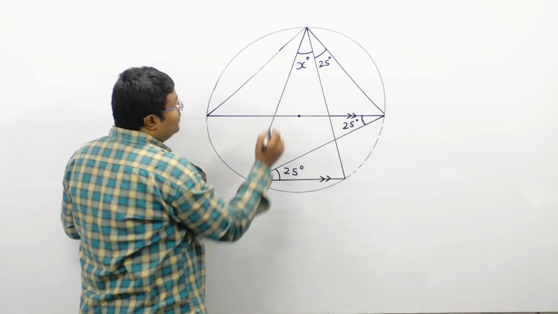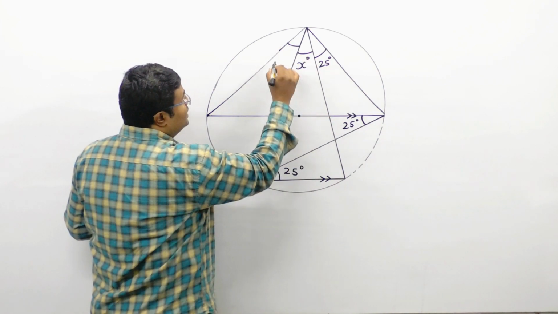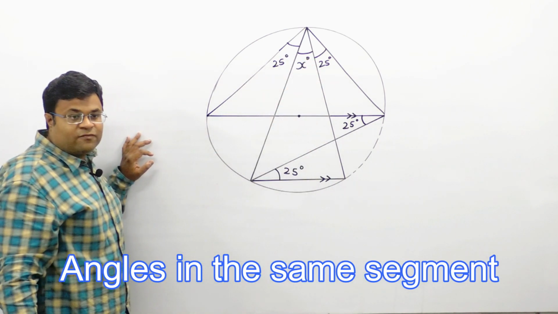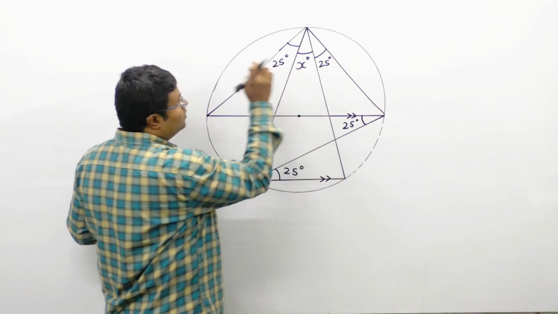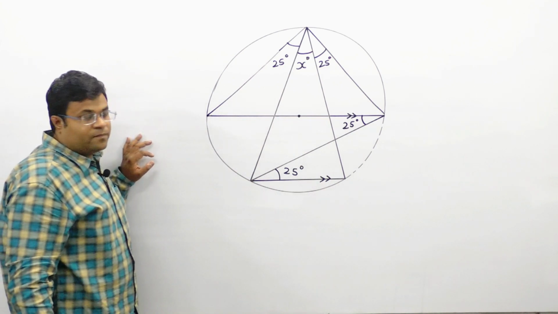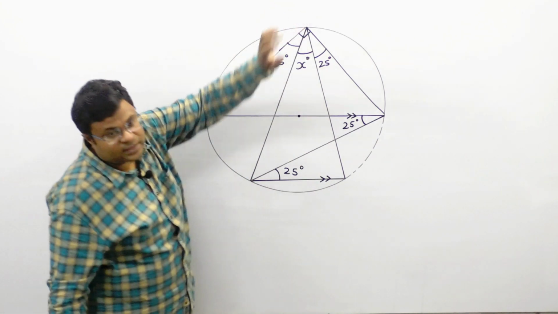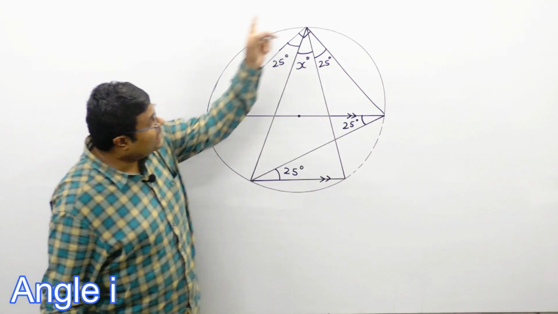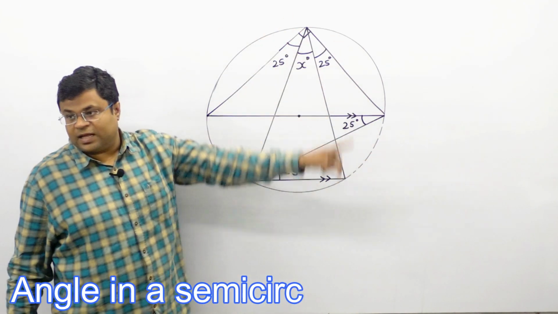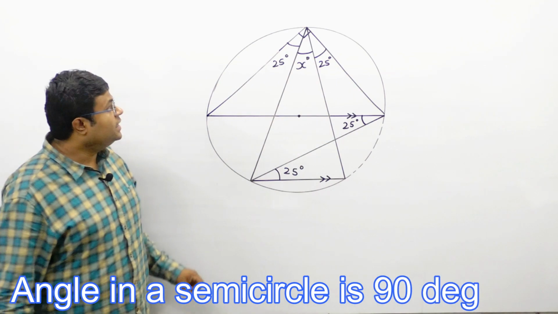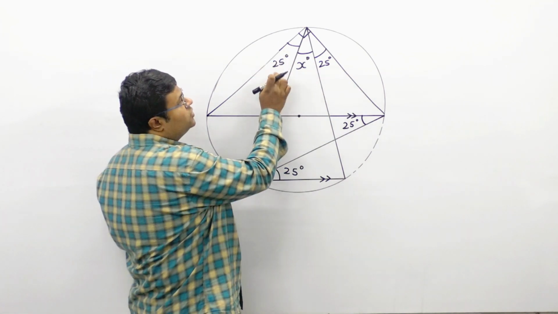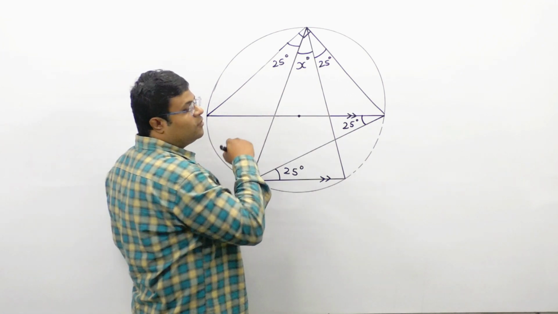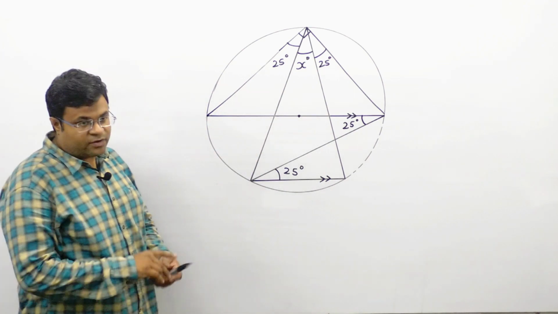Now if this is 25 degrees, what will this angle be? This angle will be 25 degrees. If this is 25, this will also be 25. What will this whole angle be? How do you know that? Angle in a semicircle is 90 degrees. So total angle 90, out of which 25 plus 25, that is 50, is gone. What is left? 40. Did you understand?